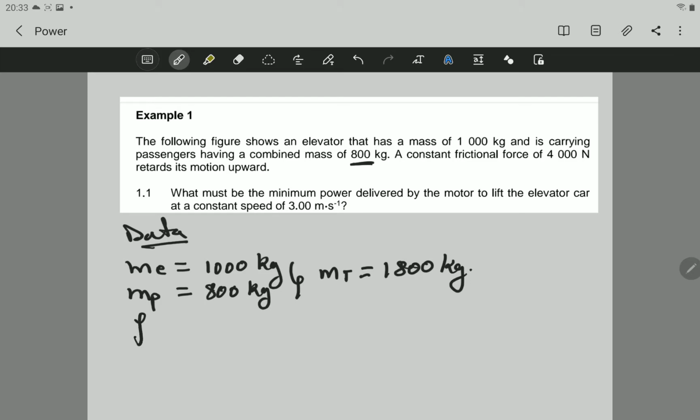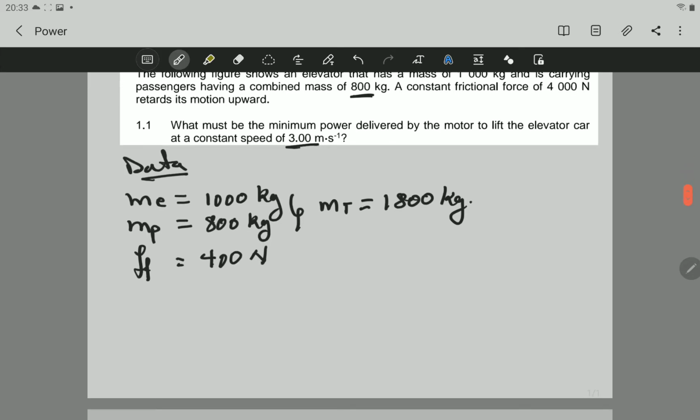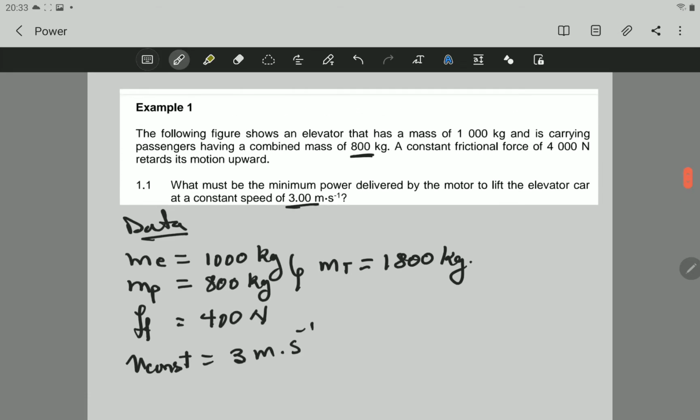All right, what other data do we have here? We have that the frictional force is equal to 4,000 newtons, and we also have that the speed is constant and equal to 3 meters per second. All right, this is the data that we have from the question.